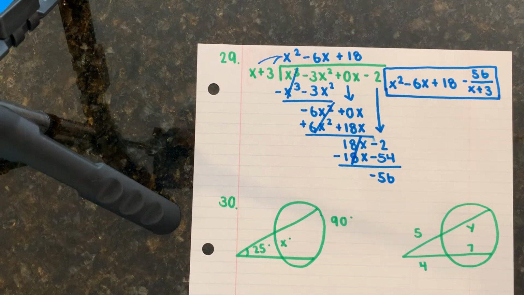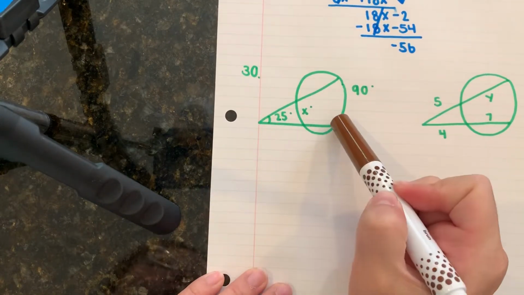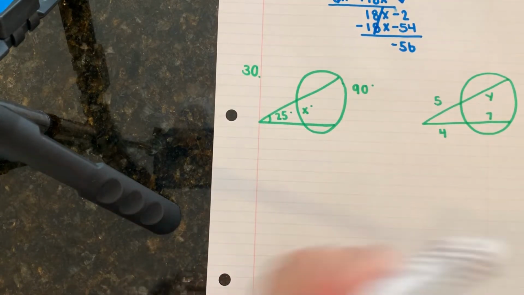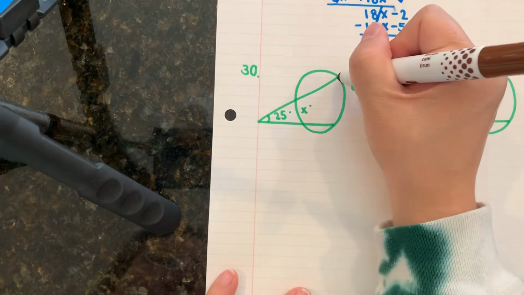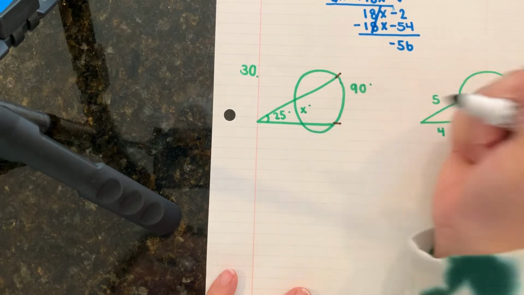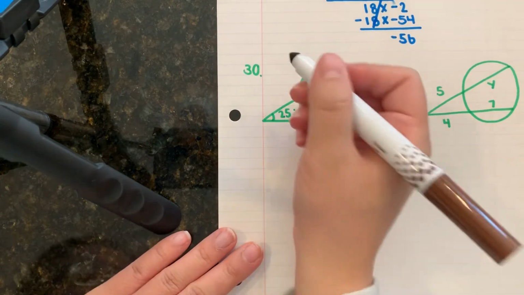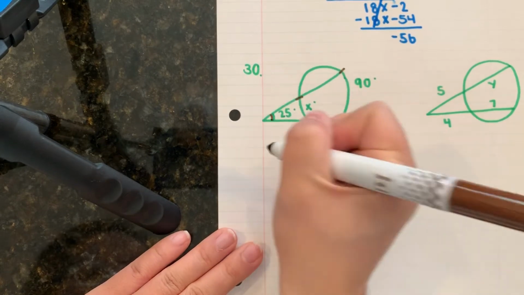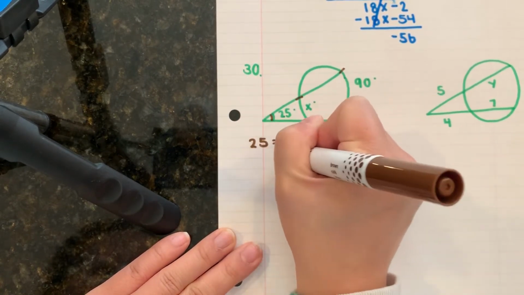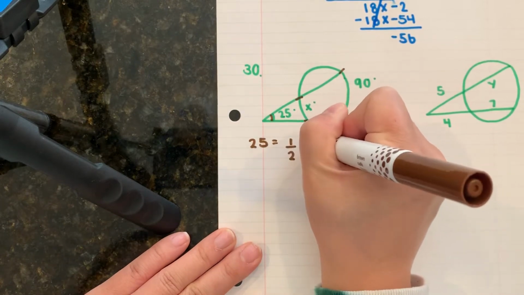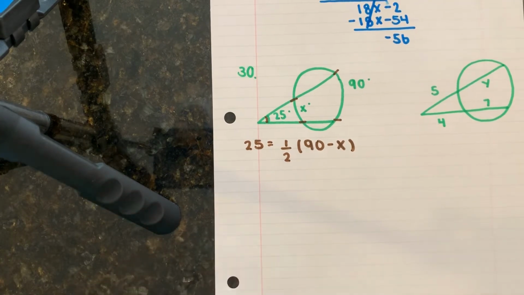Then we're going to look at number 30. For number 30, when we have two lines that intersect on the outside, you're going to take half the difference of the two intercepted arcs. If you look at this, the two intercepted arcs would be 90 and x, which means that we're going to say 25, our angle inside, is equal to 1/2 the difference of the two intercepted arcs, which are 90 and x.